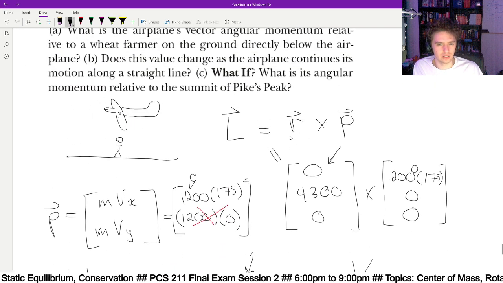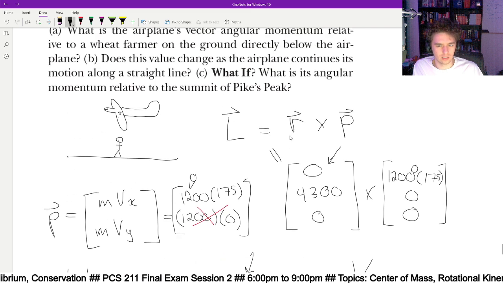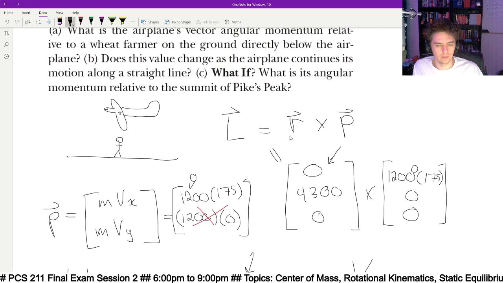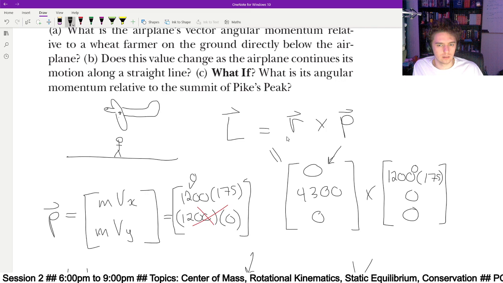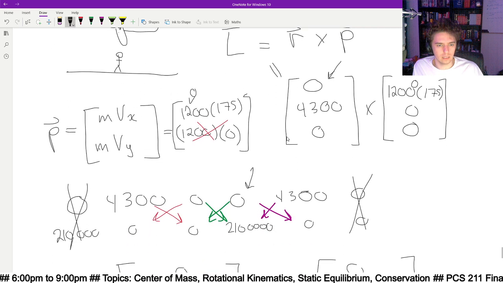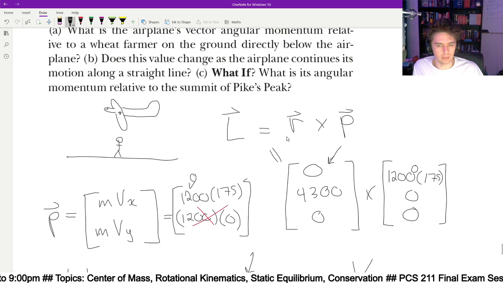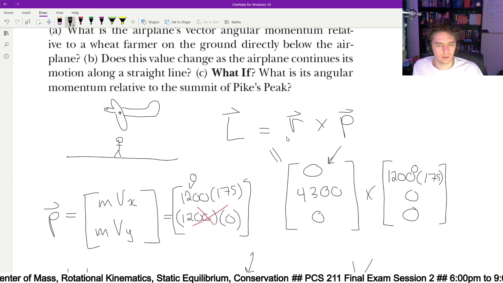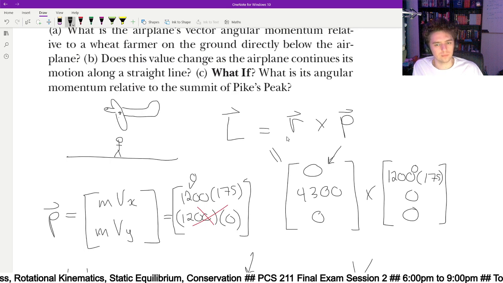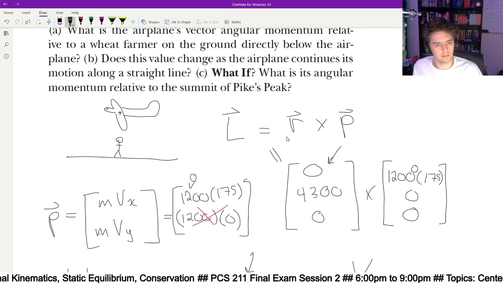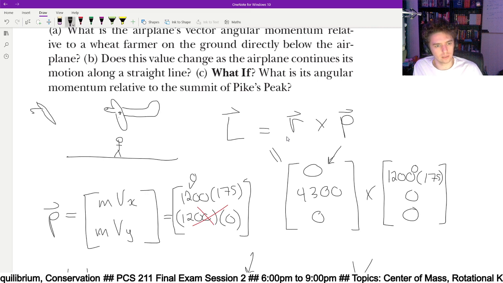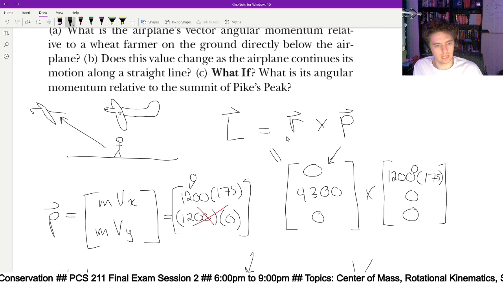Why would it change? This would have an x component now. Would P be the same? Yep, P would be the same. Why are you saying that the R vector is going to increase again? Well, because if the plane starts moving forward, then this now has an x component.